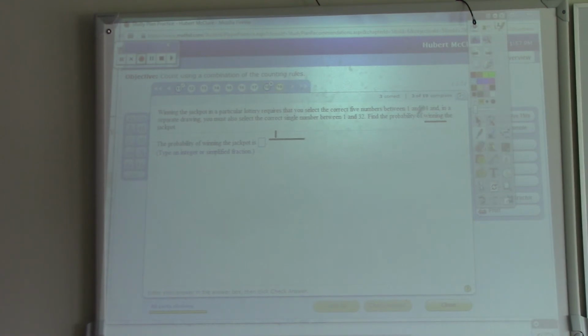And in this case, it's going to be 34 combination of 5, times 32 combination of 1. So do that math.